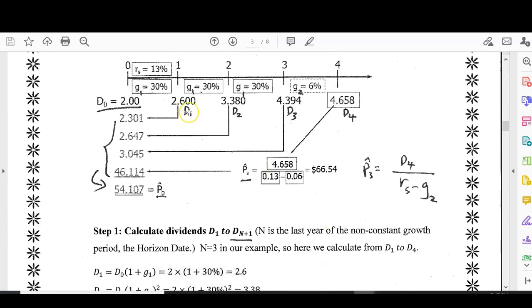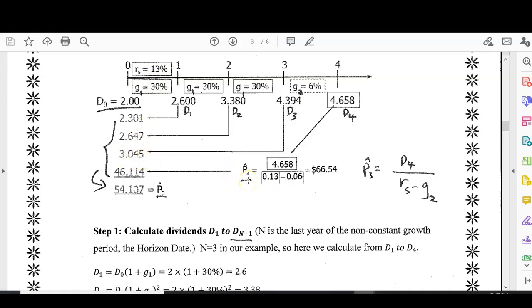You can also calculate these discounted values manually. If we use D1, 2.6 divided by 1 plus R, 13%, we have 2.301. If we discount D2 by using 3.38 divided by 1 plus R to the power of 2, 1 plus 13% squared, we have 2.647. For D3, 4.394, we can divide by 1 plus R cubed, 1 plus 13% to the power of 3. So we have 3.045.